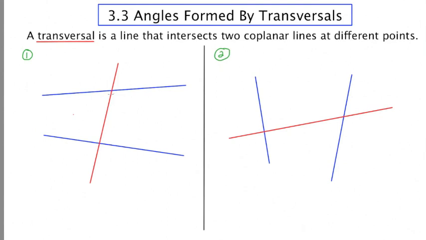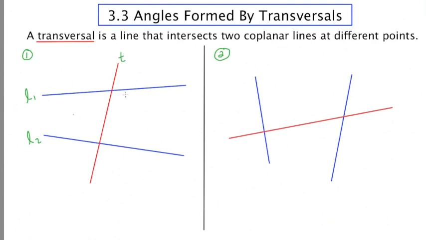So in example 1, the first blue line is going to be called line 1, and the second blue line we'll call line 2. These don't even have to be called anything, but just for discussion purposes, I'll call them lines 1 and 2. This is the transversal here in red, so I'll call that T for transversal.